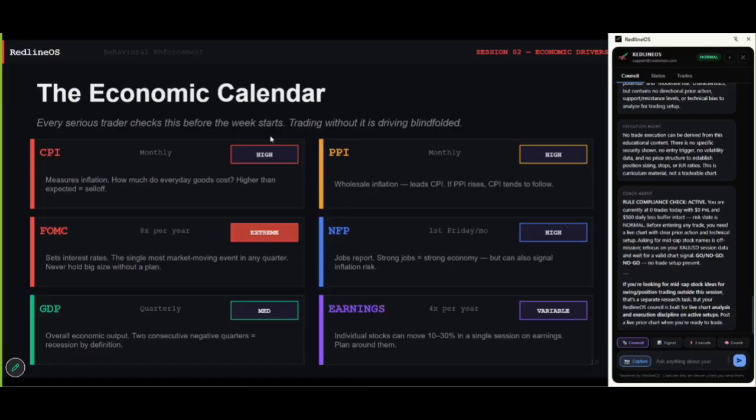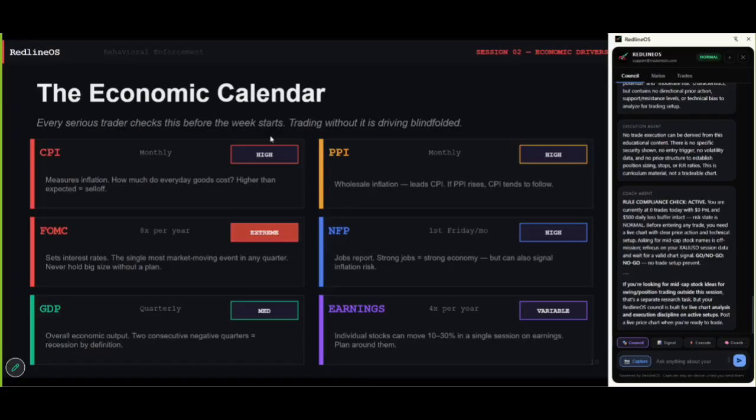GDP, overall economic output, right? So we're talking about the monetary value of the economy, what it actually did for the given time frame we're looking at. It's probably going to be monthly, so we're going to look at how we did for that month.